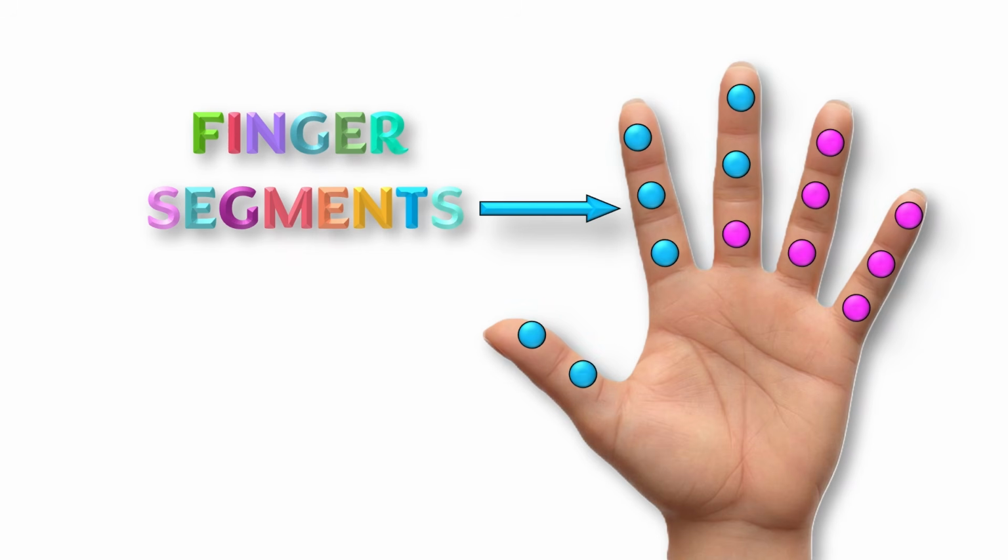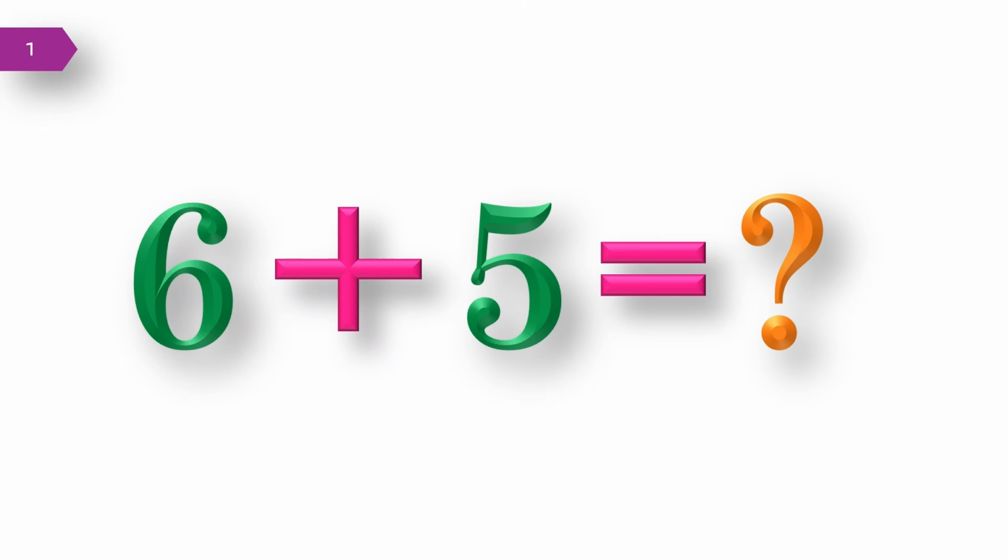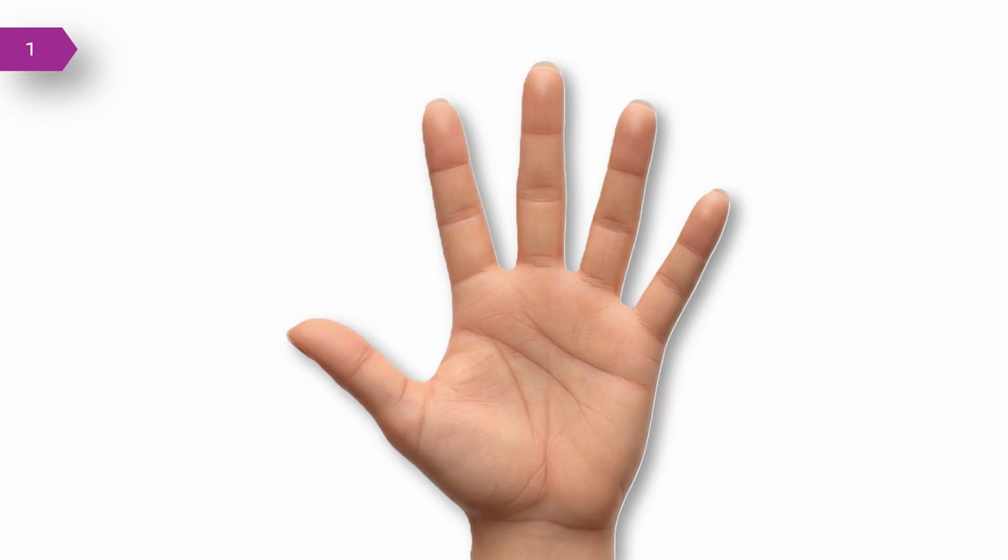Let's start. 1. How to add up 6 plus 5 using our finger segments. Raise your hand with all fingers open. Now, first count 6 segments of your fingers. 1, 2, 3, 4, 5, 6. Now add 5 more. 1, 2, 3, 4, 5.